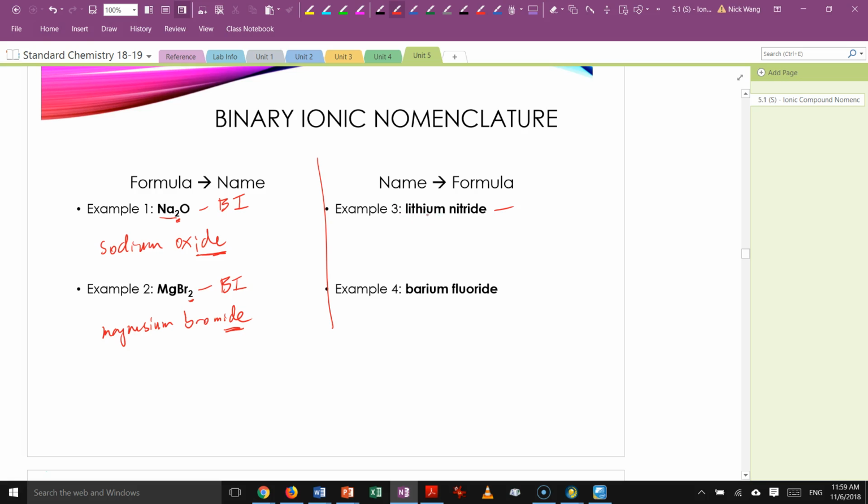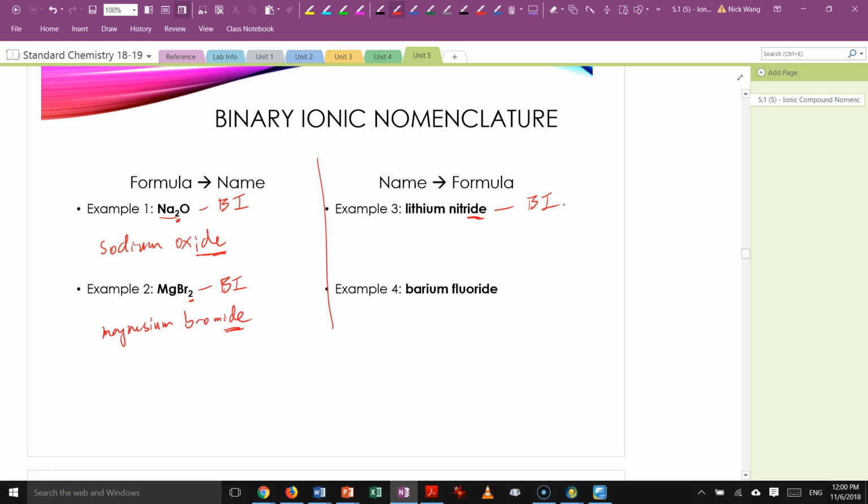Lithium is one metal, one element. Nitride comes from a non-metal, nitrogen. Knowing that it has an IDE ending tells me it's just the single element nitrogen, just one nitrogen, with no additional things to it. So in this case, we know it's binary ionic, and therefore we follow the binary ionic rules.